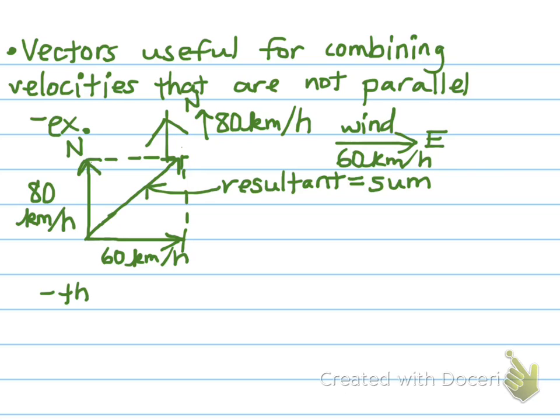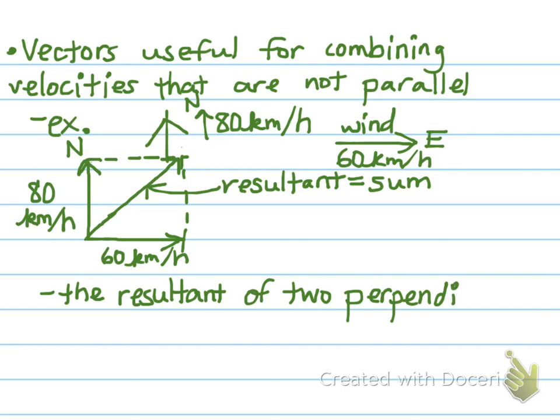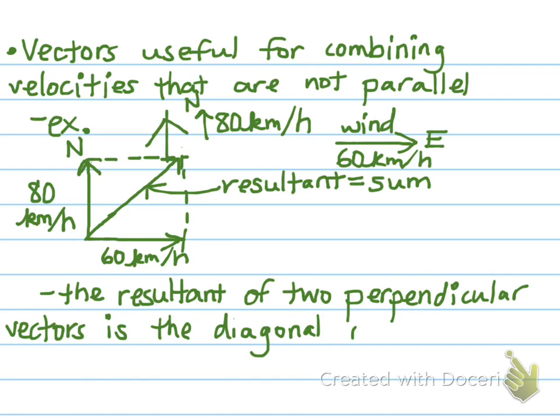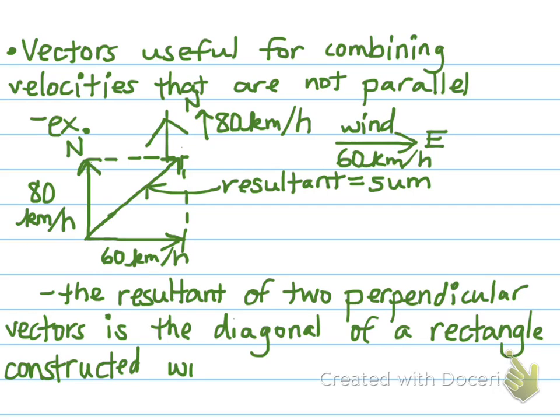So, the resultant of two perpendicular vectors is the diagonal of a rectangle constructed or made with the two vectors as sides.